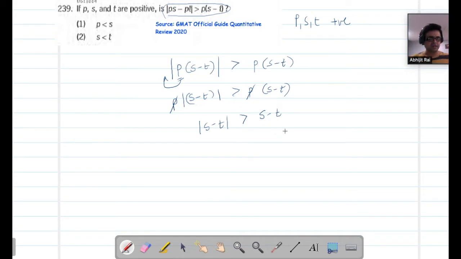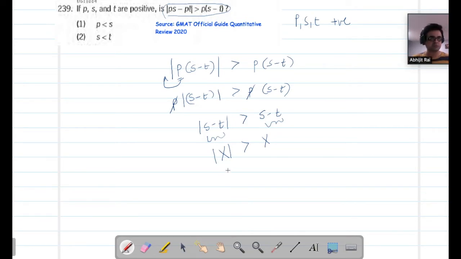What does that mean? Let's think about it for a second. This is the distance between S and T and is always positive. And this is the value of S minus T, which could be positive or negative, and 0 if S and T were the same. Now here is the case. When is the distance between 2 points greater than the actual value of, or the difference between the 2 points? Let's call S minus T as X. So the question is really asking me, is absolute value of X greater than X?